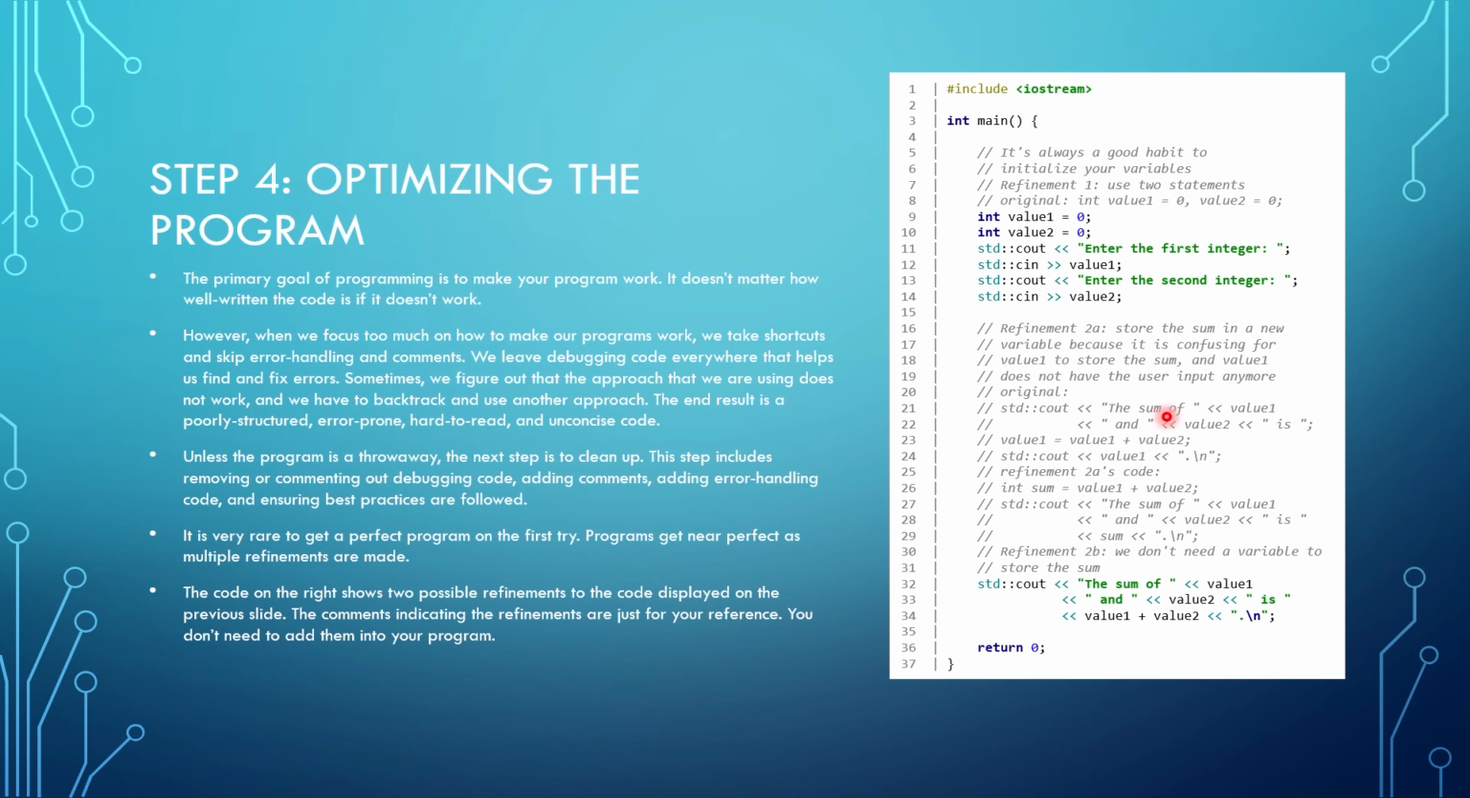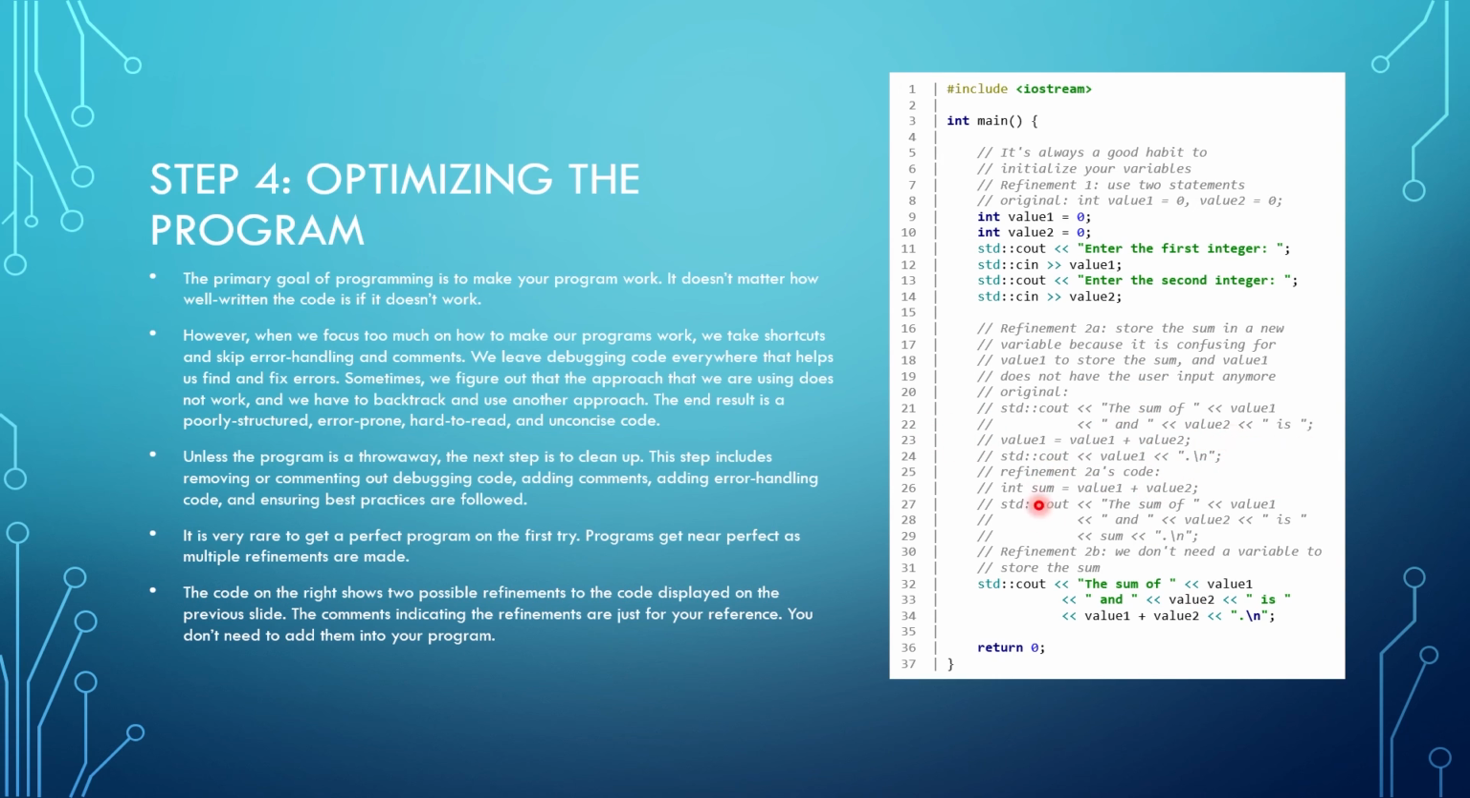I split it into two because they're kind of like the same refinement. The first one is storing the sum in a new variable, because it's confusing to store the sum of value 1 and value 2 in value 1. And also, if we're going to use value 1 later in the program, we don't have that user input anymore. Over here, it says the sum of value 1 and value 2 is, and then we put value 1 equals value 1 plus value 2, and then we could print out value 1. Oh, well, that's the original.